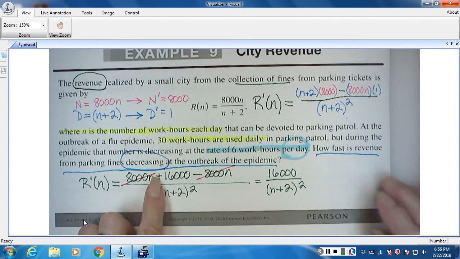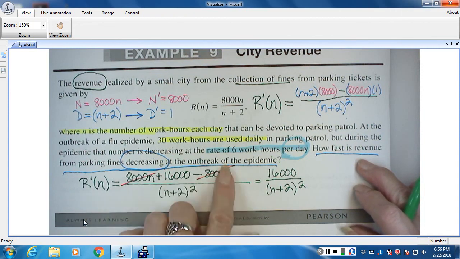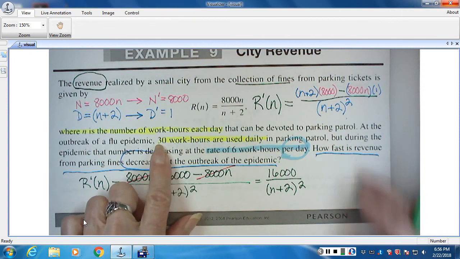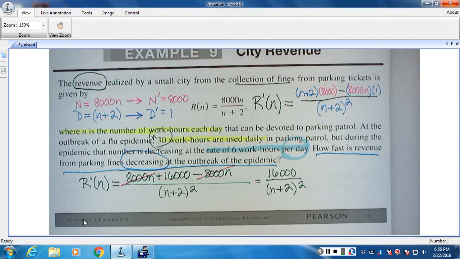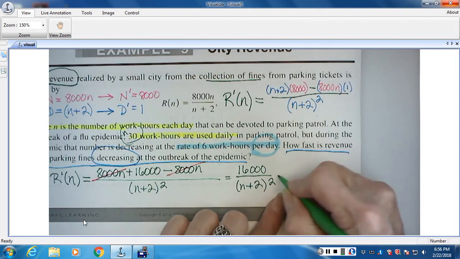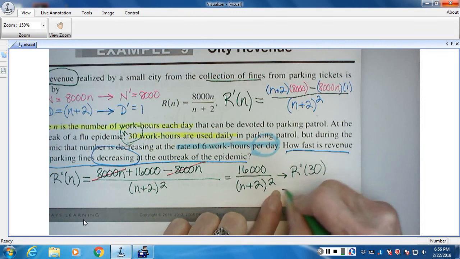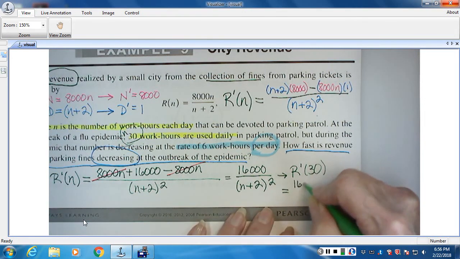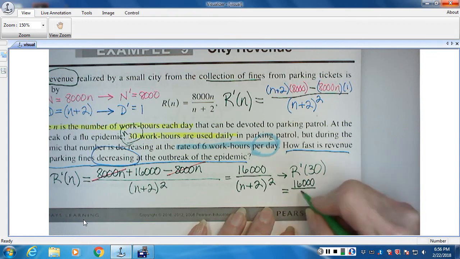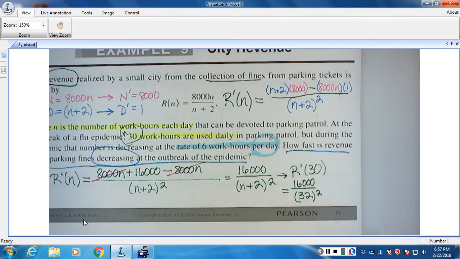It says they want to know how fast the revenue from the fines is decreasing at the outbreak of the epidemic. And it told us that the value of n at the outbreak was 30. So we need R prime of 30. And that's 16,000 divided by 30 plus 2 is 32 squared. At this point, I'm ready for a calculator.